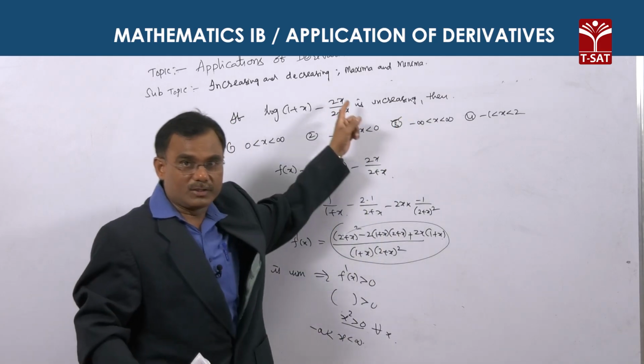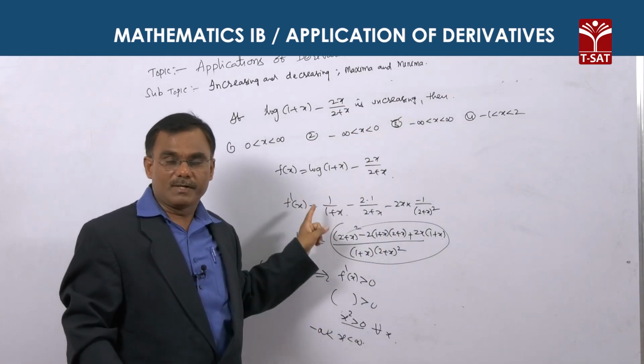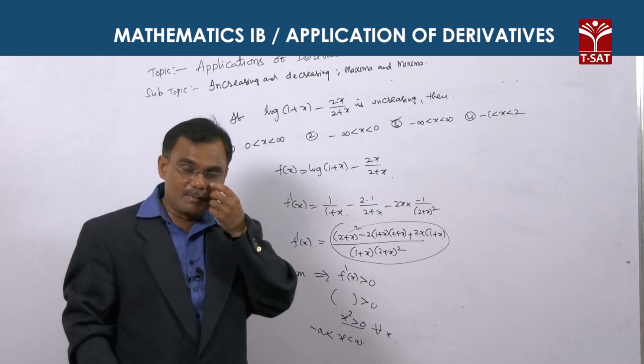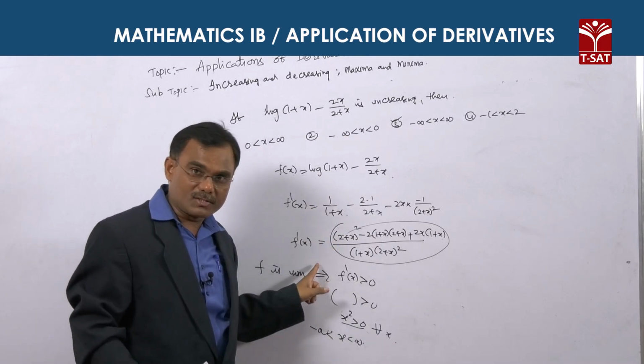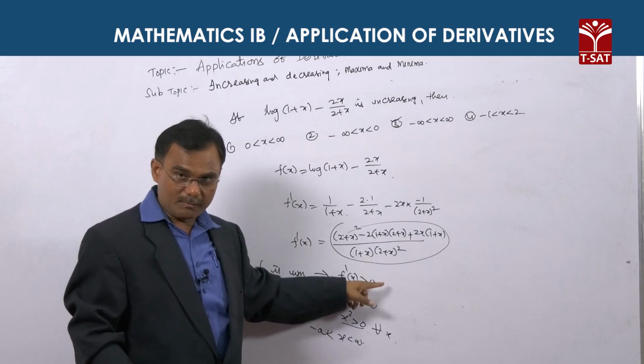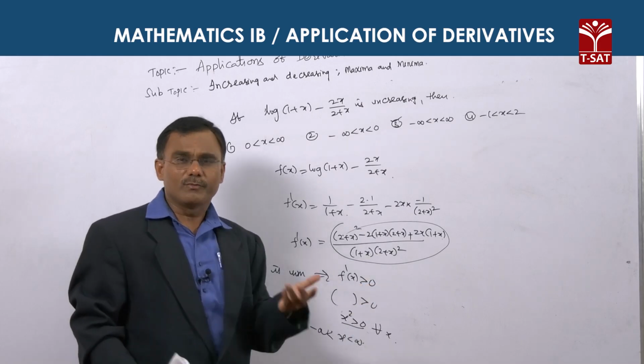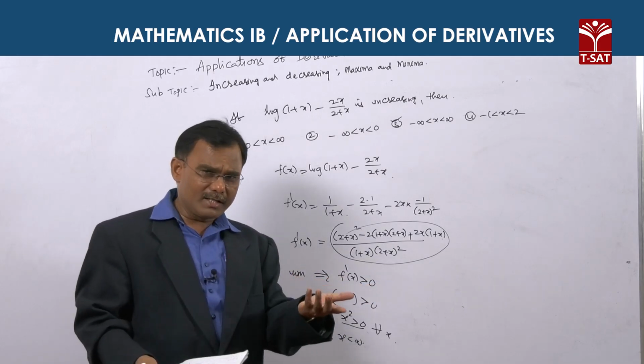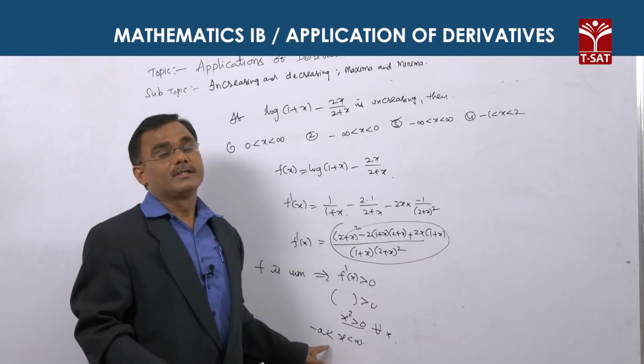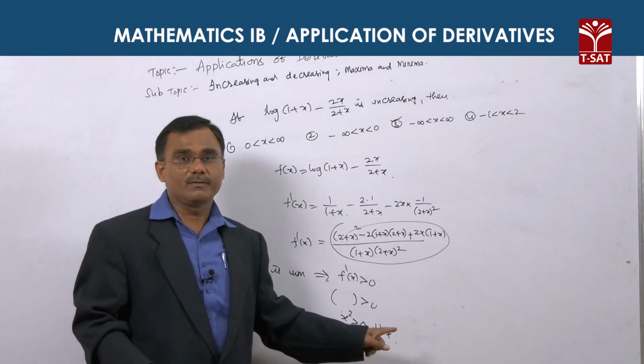Right. The given function is increasing, so find the interval. Given function f(x): increasing means first find f'(x). Increasing means f'(x) greater than 0. Simplifying, we get x² is positive. When you take any real number x, x² is positive. That's why x lies between minus infinity and infinity.